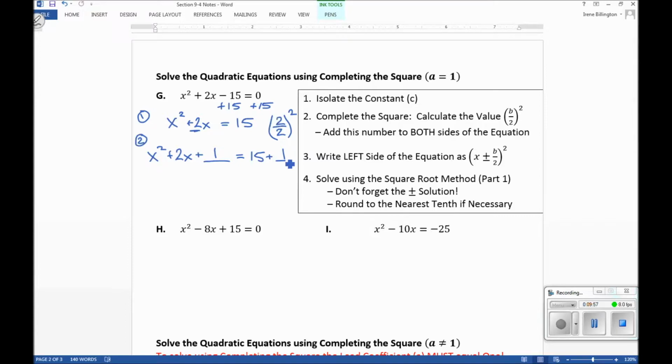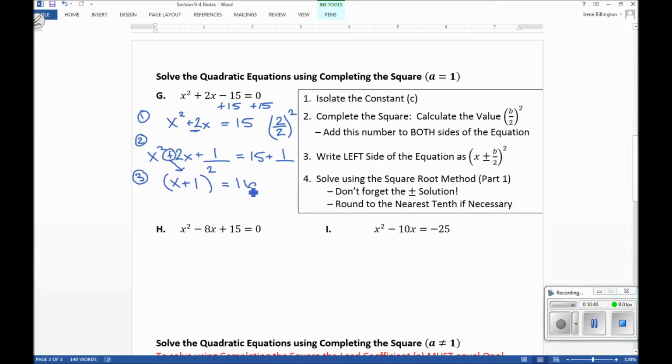Okay? Our next step, step 3, we are going to factor the left side of the equation. The way this is going to work every time is we are going to create a binomial square. Your variable is going to be the first term. Your middle sign, either plus or minus, is going to be based off of your b value. My b value is positive, so this sign in the middle is going to be positive. Our second term inside this binomial square is going to be the value of b divided by 2. In this case, 2 divided by 2 was 1, and the right side was equal to 15 plus 1, which is 16.